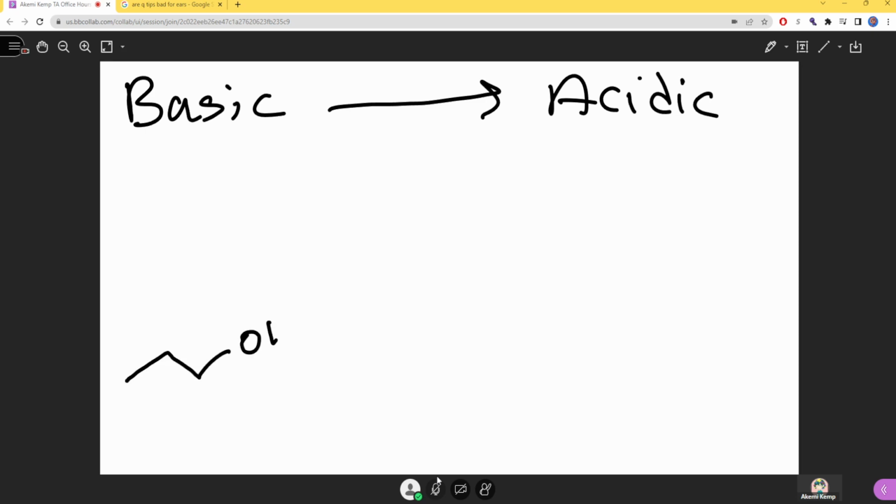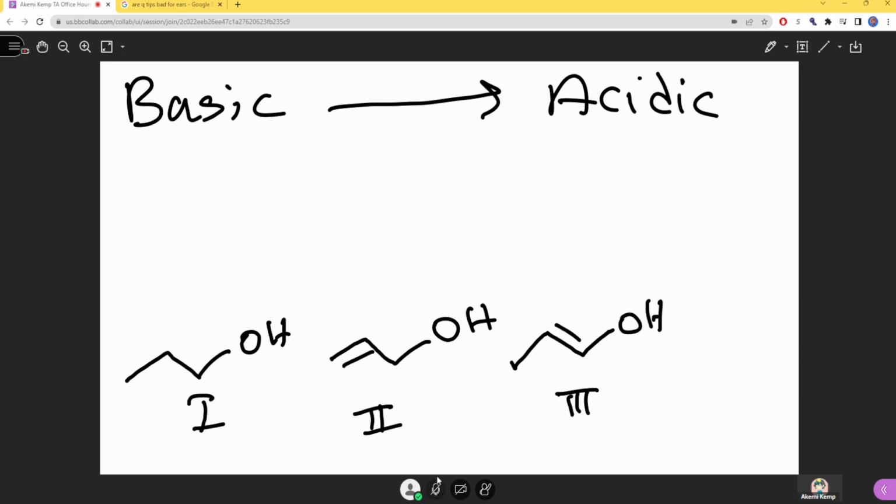I'm gonna draw them down here. OH, 1. OH, this one has an alkene. This was 2. This was 3. And then this one had an alkyne, and this was 4. So 3 was resonance stable, so it's more acidic. Right, 3 was more acidic because of resonance.